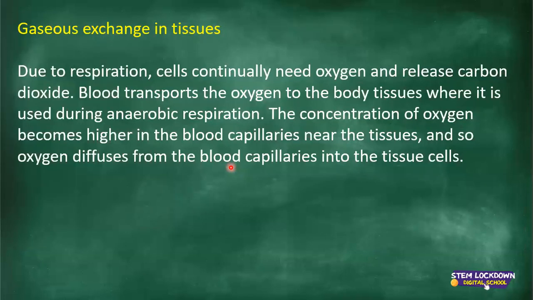And then gaseous exchange in tissues, how it happens in tissues. Due to respiration, cells continually need oxygen and release carbon dioxide. Remember, in cellular respiration, the input is oxygen and the output is carbon dioxide. Blood transports the oxygen to the body tissues where it is used during aerobic respiration. Remember, we discussed that as well.